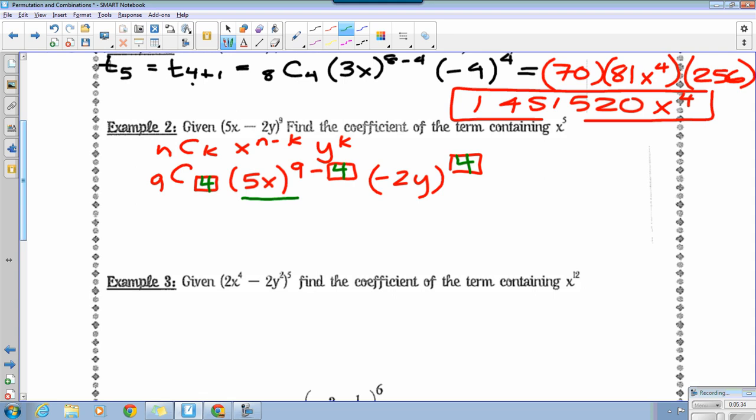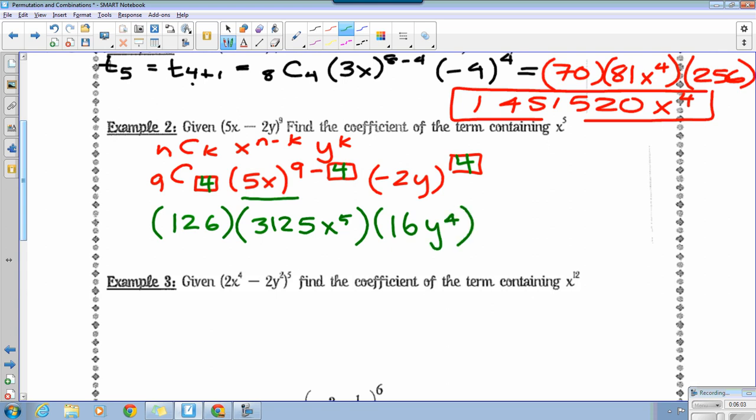So 9 choose 4, 126. 5x to the power of 5, 5 to the power of 5, 3,125 x to the 5th. And then the last bit, we're saying negative 2y raised to the 4th. Negative 2 to the 4th power, it's a positive 16. y to the 4th.